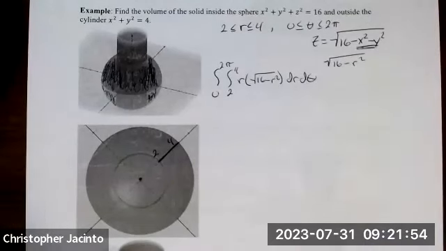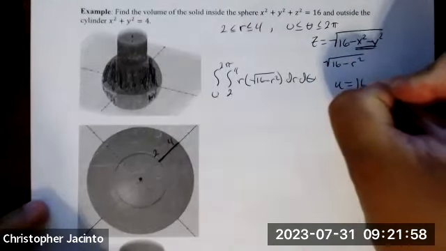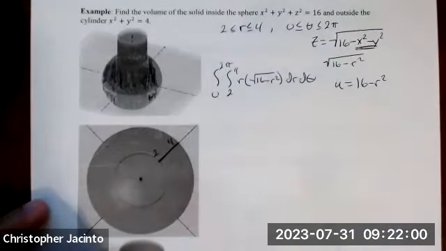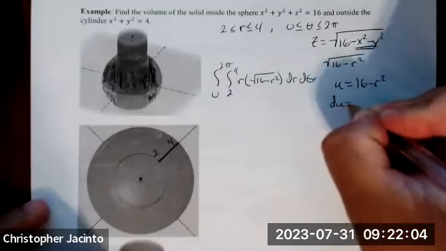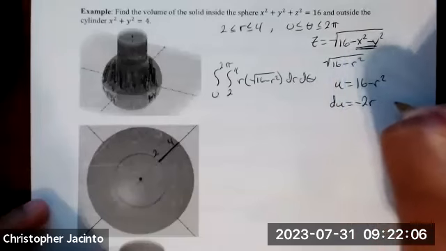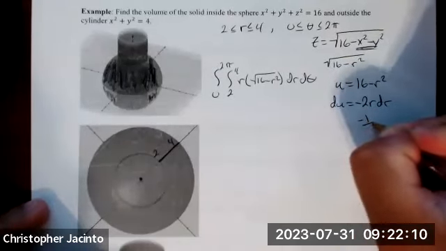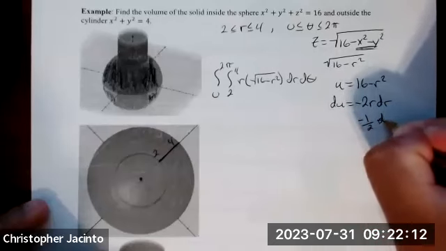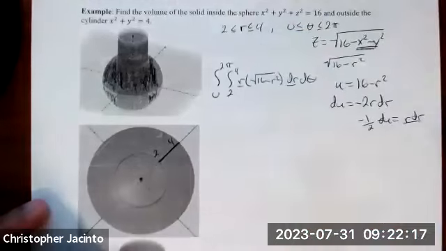Which is good because now this is just a straight out u substitution, right? So I can plug in so that u equals 16 minus r squared. So du, making it negative 2r dr, divide it. So negative 1/2 du is equal to r dr. And that's exactly what we want there.